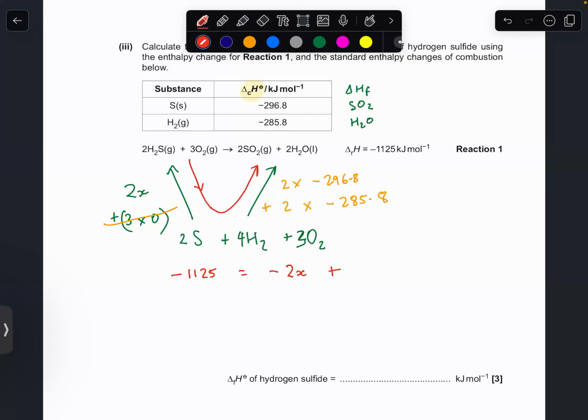Minus 1165.2, and rearranging, whatever you do to one side, you do to the other. So let's put 2x on the other side. That gives us minus 1165.2 plus 1125. Sorry, plus. So that shouldn't be there. And then we divide that by 2.